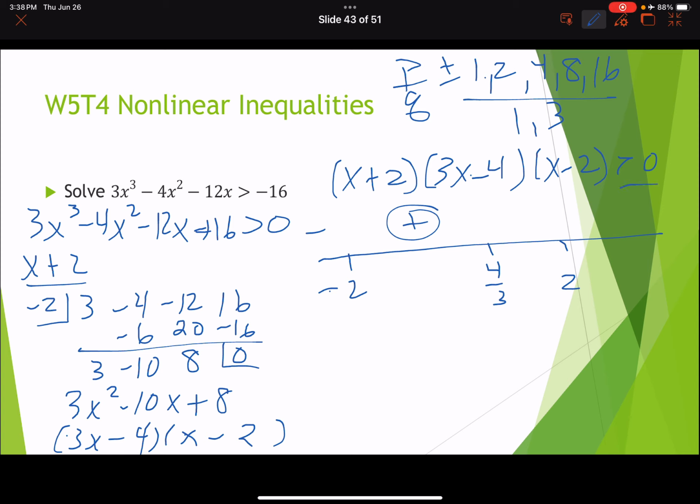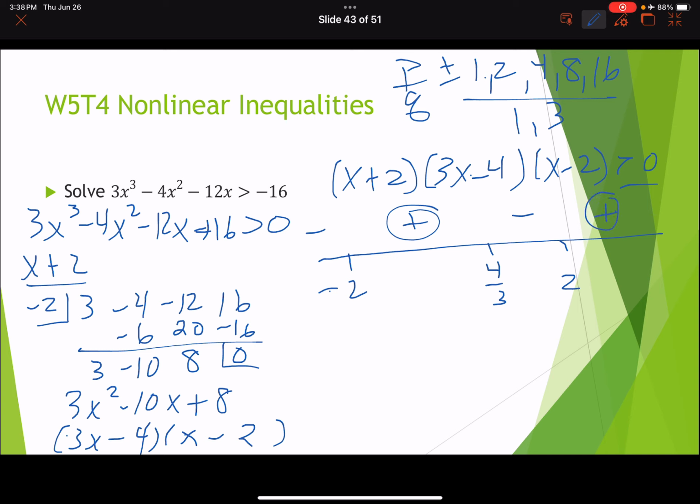Choose something between 4/3 and 2. So a little bit more than 1 1/3. Let's say 1 1/2. At 1 1/2, the x plus 2 is positive. The 3x minus 4 is positive, and the x minus 2 is negative, so that whole area is negative. And then lastly, choose a number bigger than 2. Let's say 3. x plus 2 is positive. 3x minus 4 is positive. x minus 2 is positive. This whole area is positive.